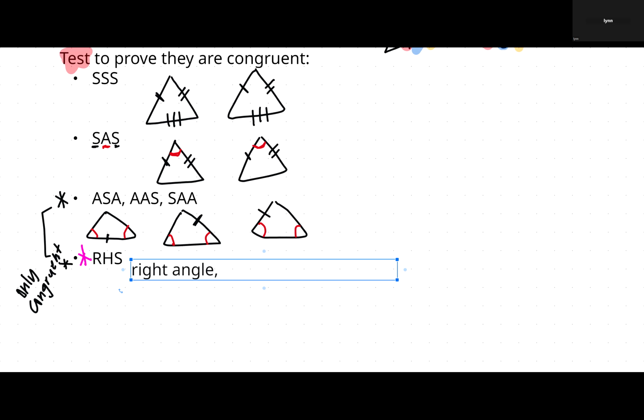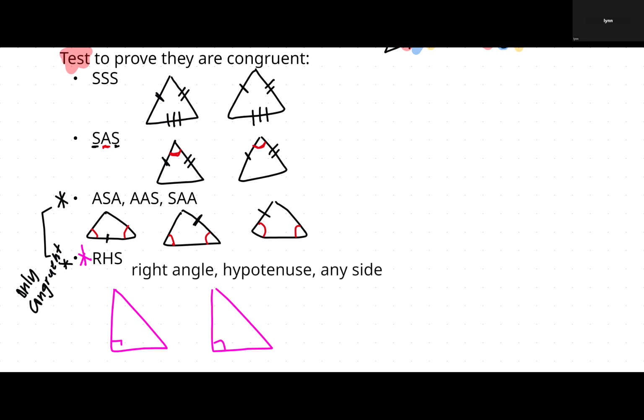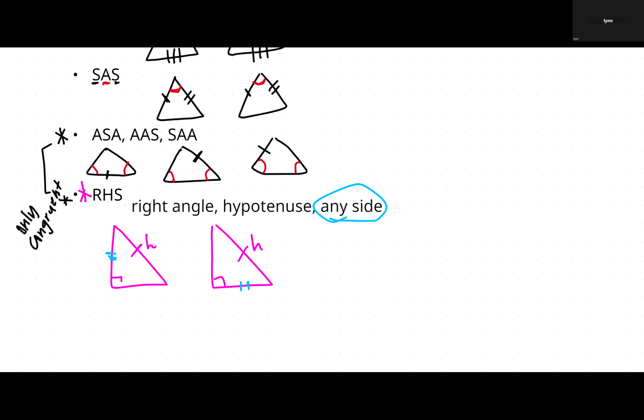So RHS means there will be two types. Right angle. You must definitely have the hypotenuse. And then you can choose any side that you want. It can be maybe the side that is here or the side that is here. So this is how an RHS test is used when you see these kinds of shapes. Once you're done, you can flip over. We're going to do the next one that is called similarity.